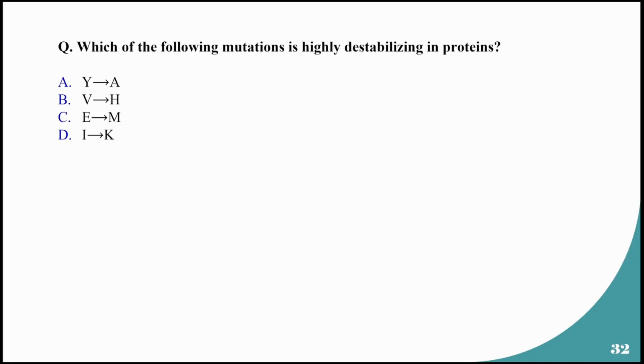Okay. Now, what kind of changes following mutations can occur in a protein? Of course, the change can cause stability of the protein, stability of certain regions of the protein. The mutation can also destabilize the protein, right? So in this case, the question is asking which of the following mutations you think will be highly destabilizing in proteins. Is it tyrosine to alanine, valine to histidine, glutamic acid to methionine, or isoleucine to lysine?